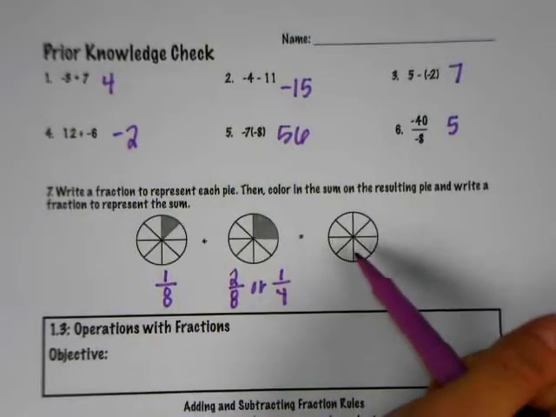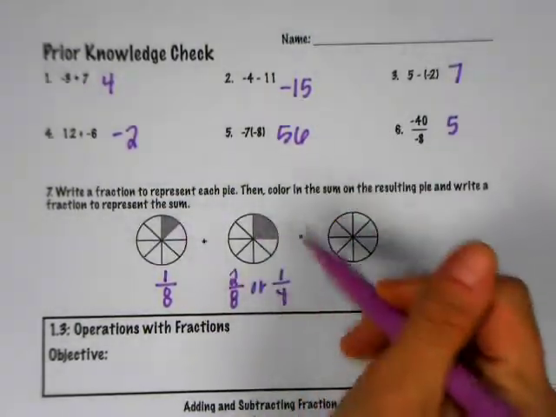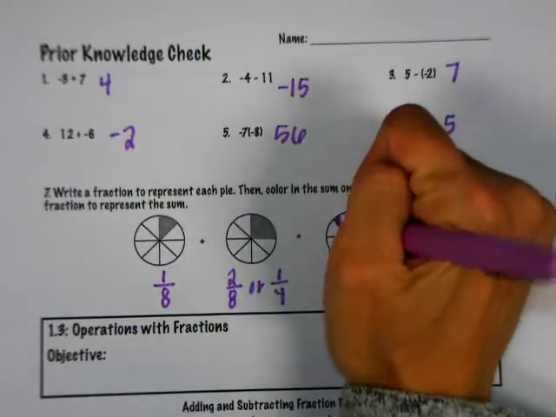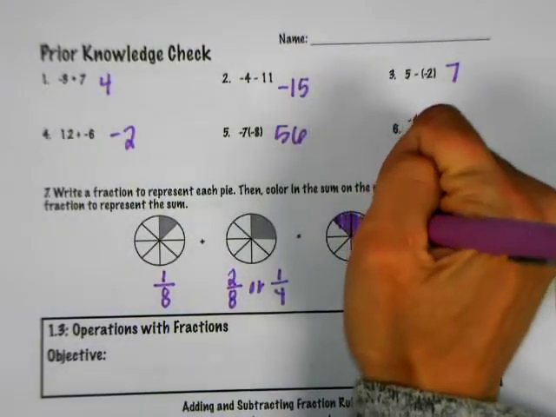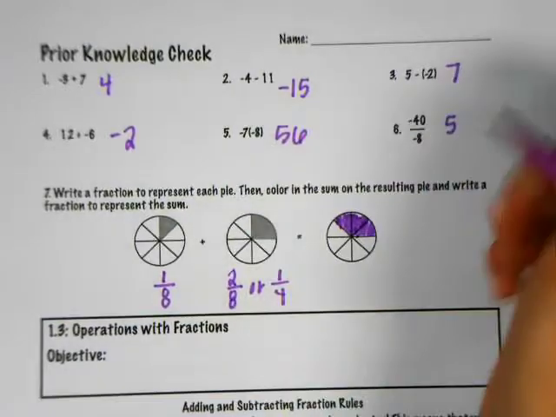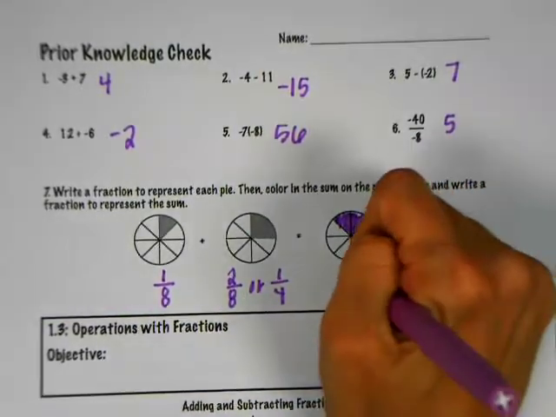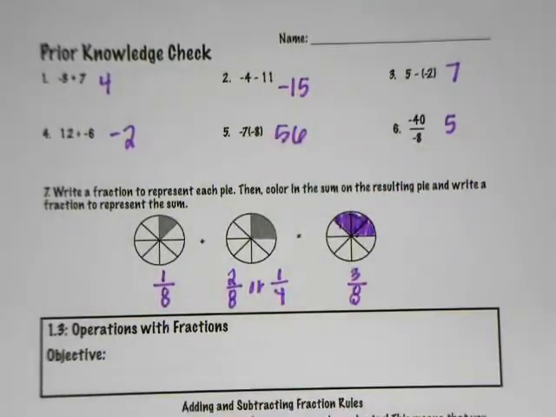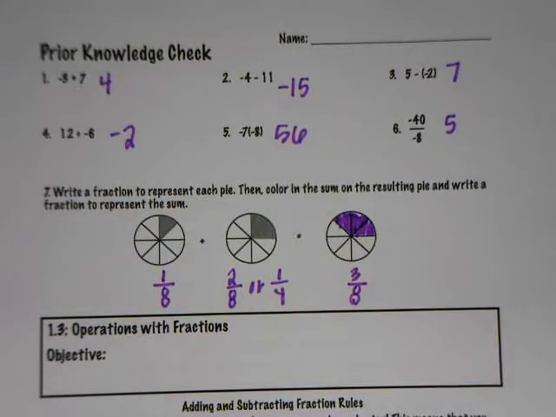So then when you go to combine these together, you know you had one piece and then 2 pieces. So we'll color the 1 plus the 2. So what's that going to be? 3/8. Good. Yep. All right, any questions?